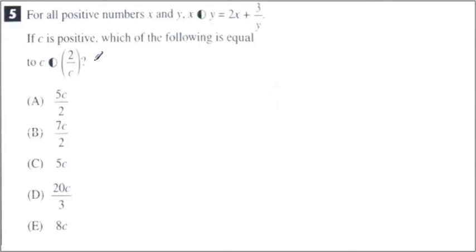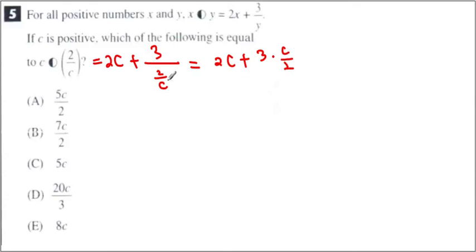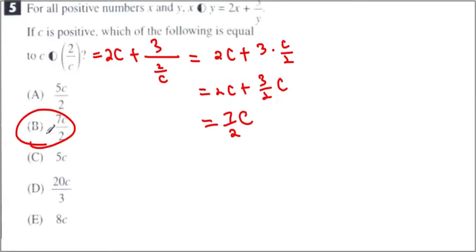So this becomes, first one has to be doubled, so 2c plus 3 over, the second one has to be the denominator, so 2 over c. Now that becomes 2c plus 3 times c over 2 by multiplying by its reciprocal, which becomes 2c plus 3 over 2c. When you combine them together, it becomes 2 and 3, so it becomes 7 over 2. See, that's basically what we end up getting. Choice B becomes our answer.